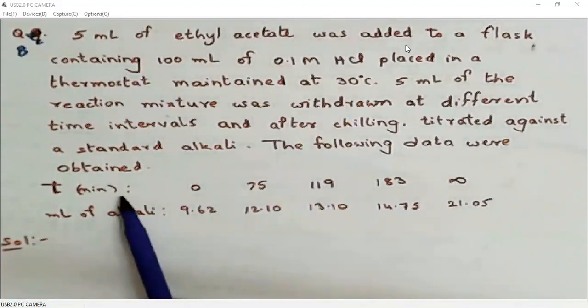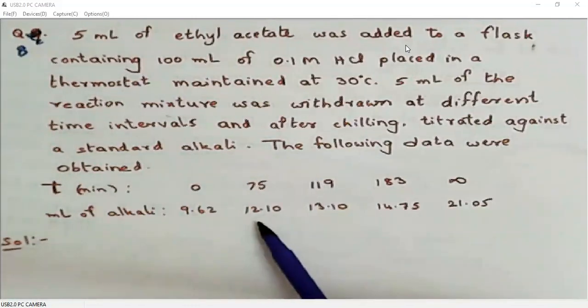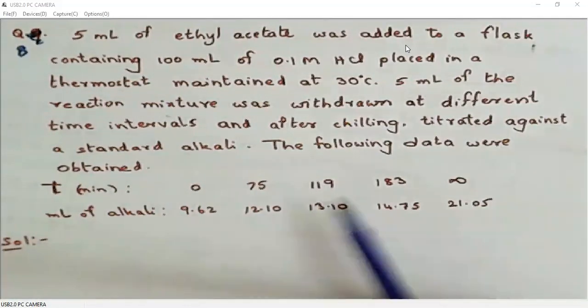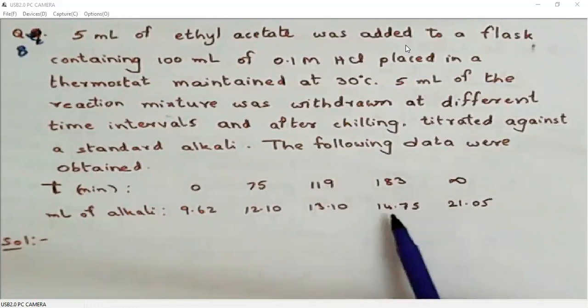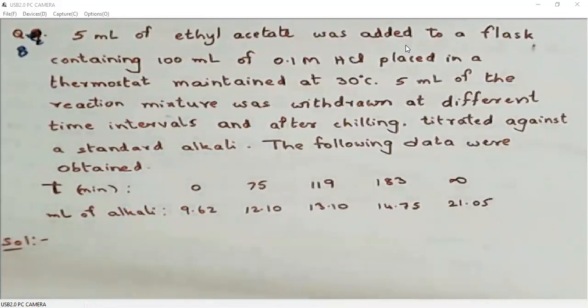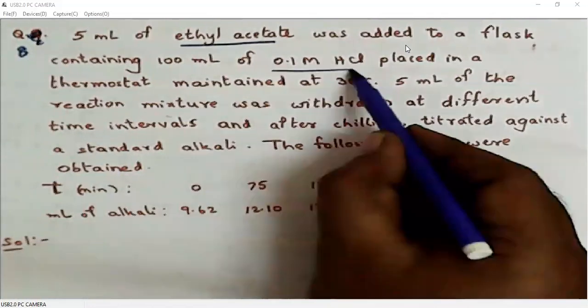So they have given some times. After 75 minutes, it is 12 ml alkali. After 119 minutes, it is 13.1 ml alkali. After 183 minutes, something like this. Now, what is this problem and how do we solve this? First, we will understand what is the given problem. It was ethyl acetate and 0.1 molar HCl.